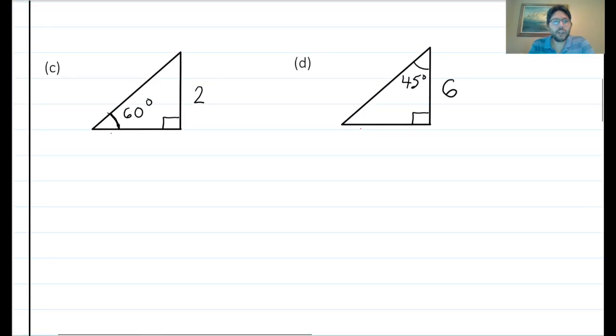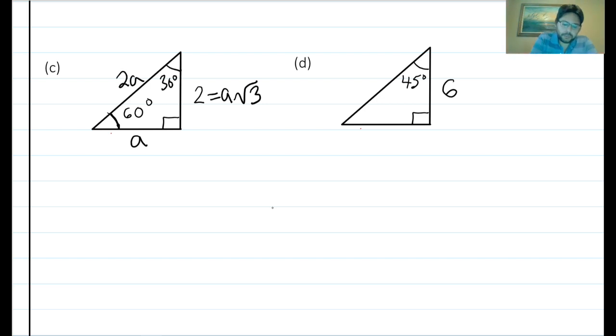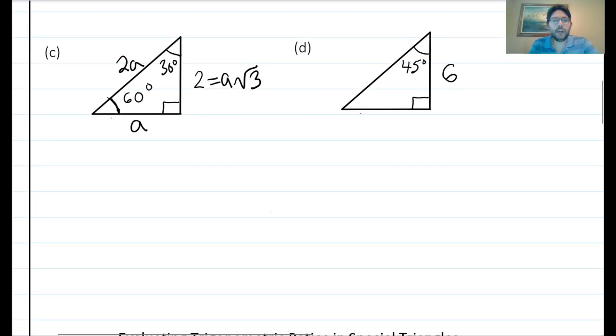Part C. This is another 30, 60, 90 triangle, right? So I know that this is going to be 30 degrees. Remember that the side with the 60 is the side that is A, the side next to 60. The side next to the 30 has the 3 in it, right? So 3 goes with 3. So this side right here, beside the 30, is A square root of 3. And this side beside the 60 is A. As long as it's not the hypotenuse, it's A. And then the hypotenuse is double A, right? So 2A.